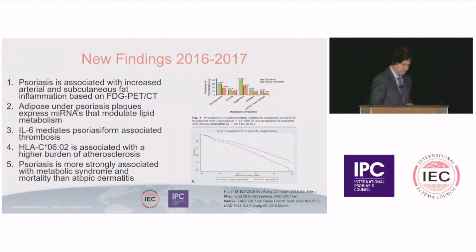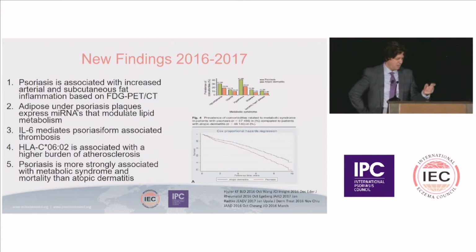Nicole Ward's group has done more work suggesting that IL-6 is the main mediator of psoriasiform associated thrombosis. Bringing back genetics into this, Daphne Glabman's group, looking at a patient cohort of people with psoriatic disease, found that those who had HLA-CW6 had the highest burden of atherosclerosis.